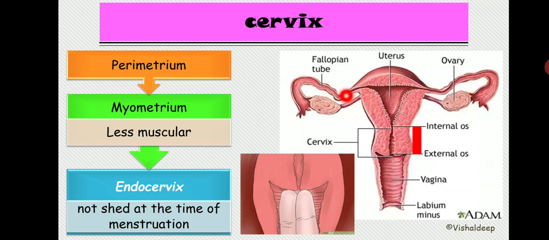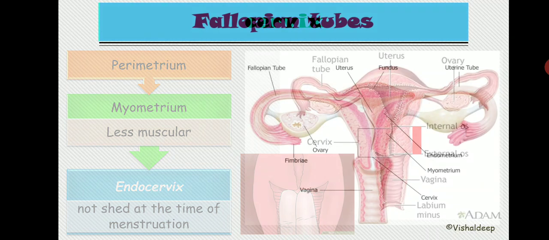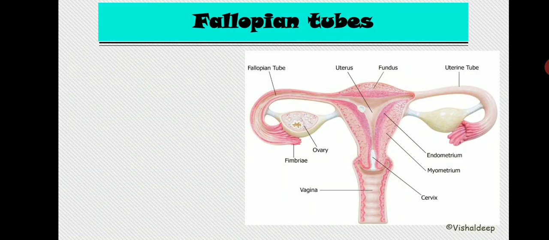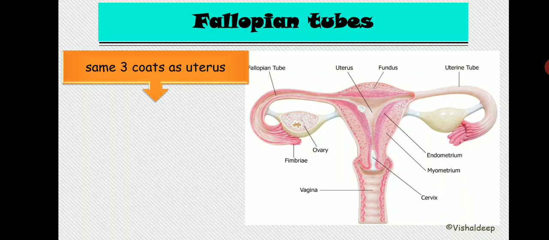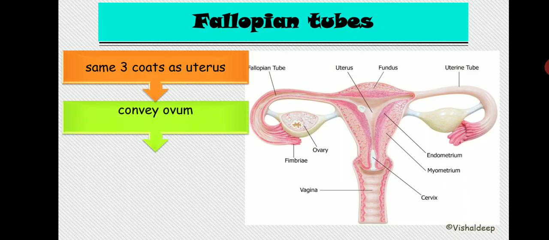Now let's discuss this portion, the fallopian tube. As far as the fallopian tube is concerned, it also has the same three layers that the uterus has. And the main function of a tube, like any other tube, is just to convey, right? It basically conveys the ovum that is secreted by the ovaries. These are the ovaries. They secrete the ovum, and this ovum will be conveyed or transported inside the fallopian tube and reach somewhere over here.